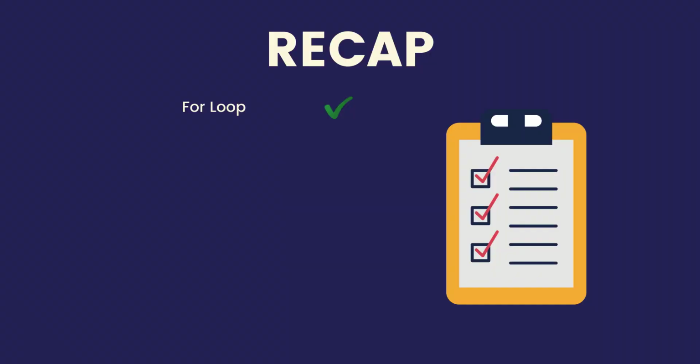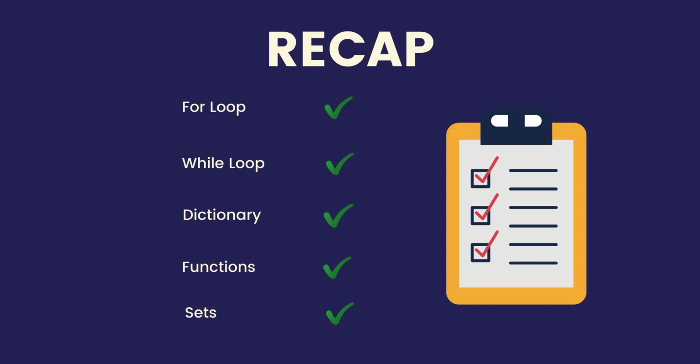To recap, we've learned how to use a for loop to iterate over sequence objects like lists, tuples, or strings. We also learned how to do iterations based on condition statements using a while loop. Then we learned how to use the dictionary data type to store unique key value pairs. We also learned how to create functions to organize our code and make them reusable. Lastly, we learned another collection type in sets to store unordered and unindexed data.